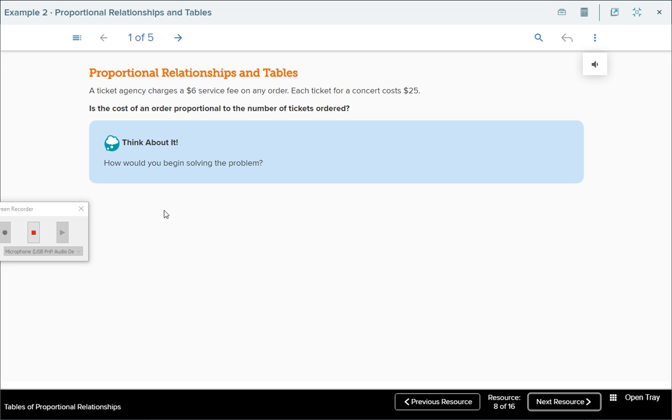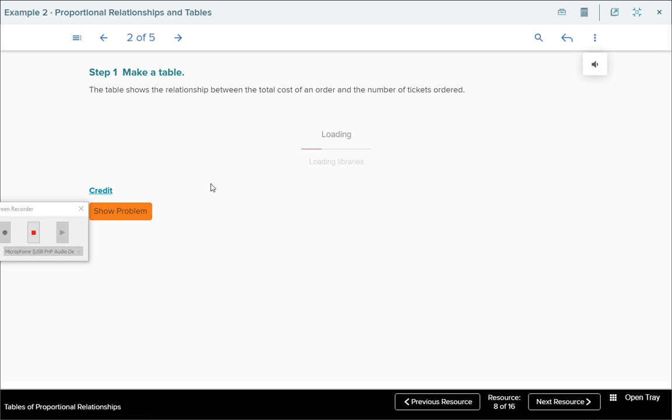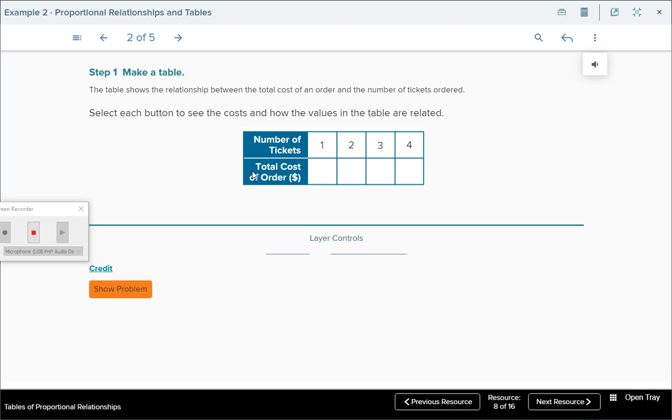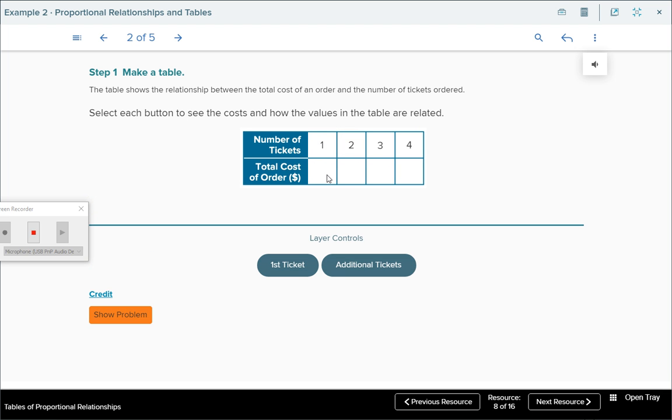Am I going to have to pay that $6 fee every time? No. How many times do I have to pay that? Once. And from then on, every ticket is how much? $25, right? So if I was to put this in a table form, one ticket costs me, I'll do this up on the whiteboard. How much does one ticket cost me? We already figured it out, right? One ticket is $31, right?